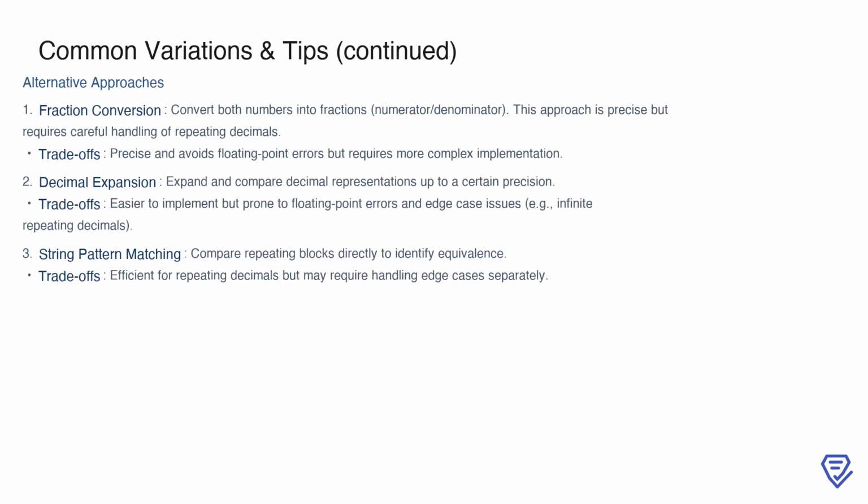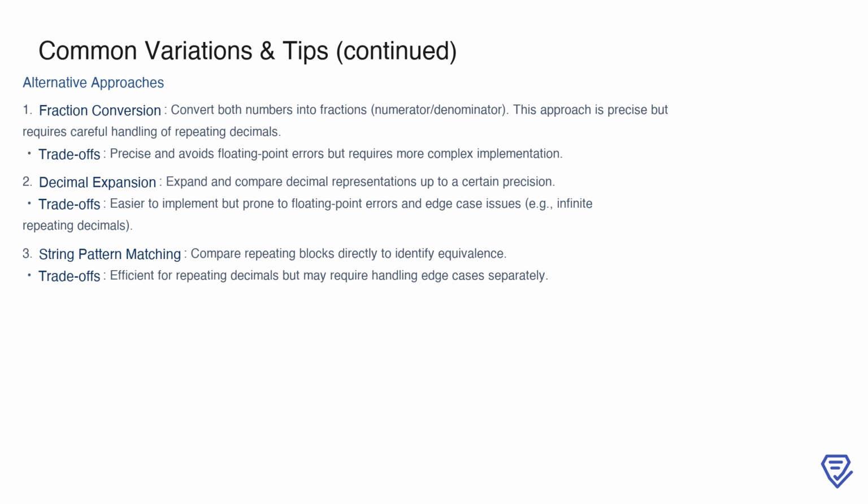To solve this problem, there are several alternative approaches you might consider. One option is fraction conversion, where both numbers are expressed as numerators and denominators. This method is highly precise and avoids errors associated with floating point arithmetic, but it requires careful handling of repeating decimals during the conversion process, which can add complexity to the implementation.